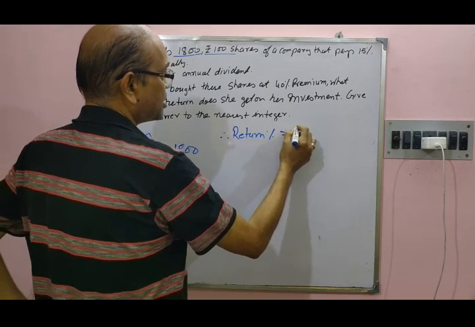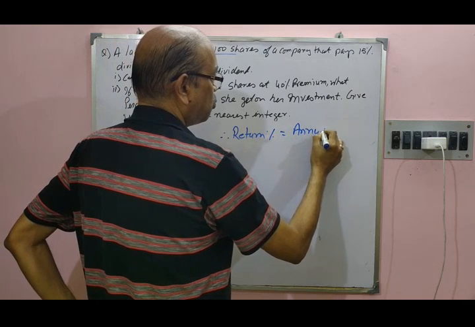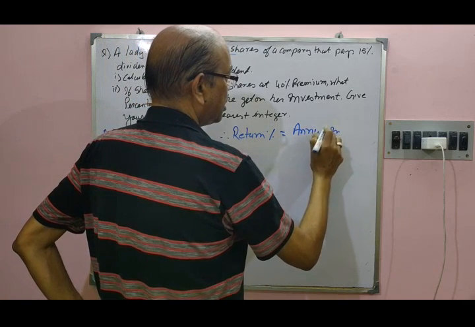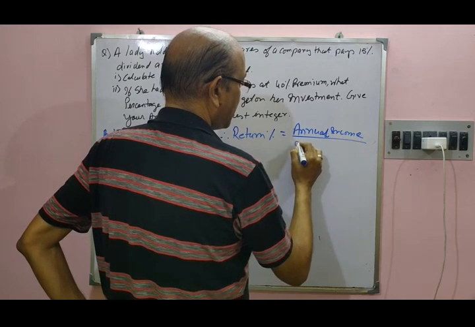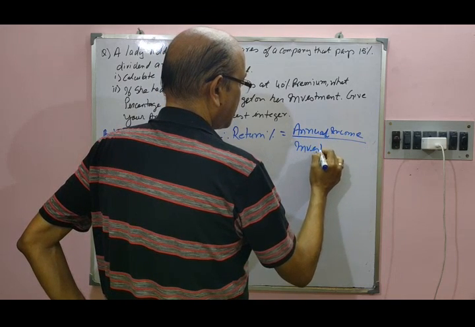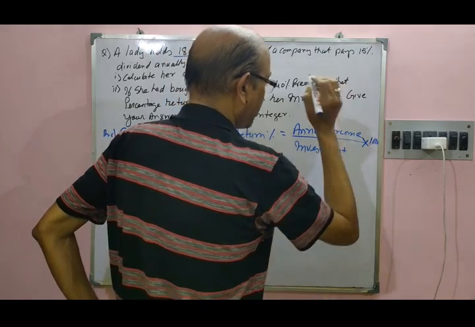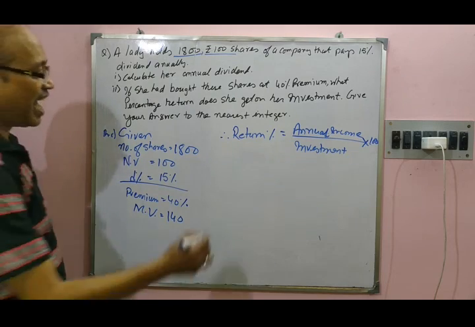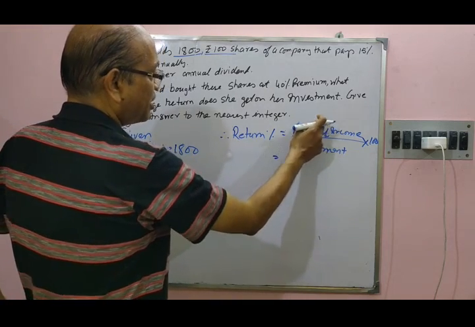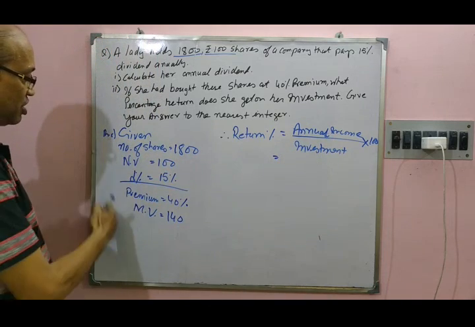Return percent is annual income by investment into 100. So I have to find the annual income. First I have to find the annual income, then I have to find the investment. Nothing is given here.